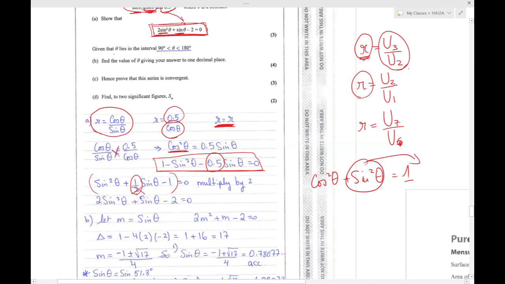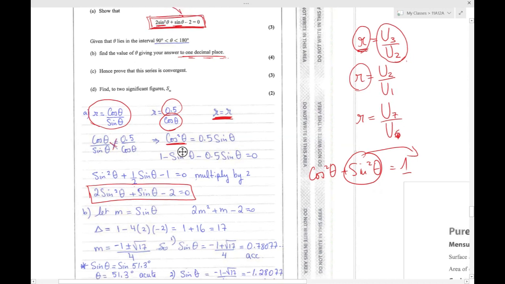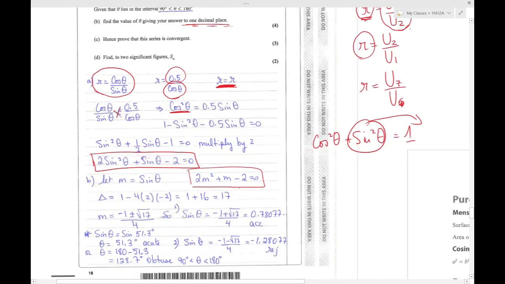We continue, given that theta lies in the interval between 90 and 180. Find the value of theta, giving your answer to 1 decimal place. So this is what we're going to use in order to solve for theta, which is already given to us. I prefer that we change the variable. So let m be sine theta, and when you change the variable, this is the equation you're going to get. Now this equation is much more comfortable to work with.